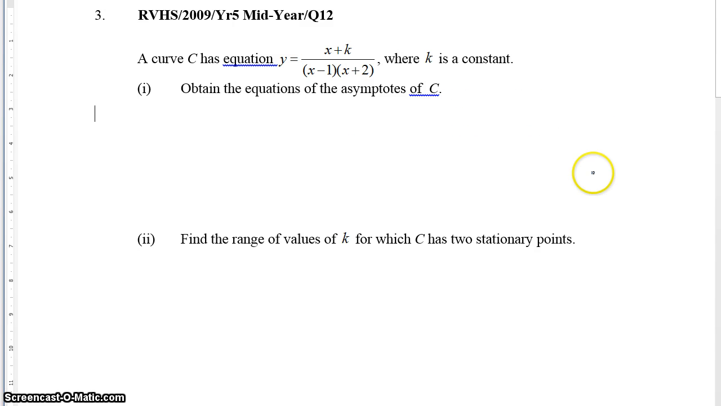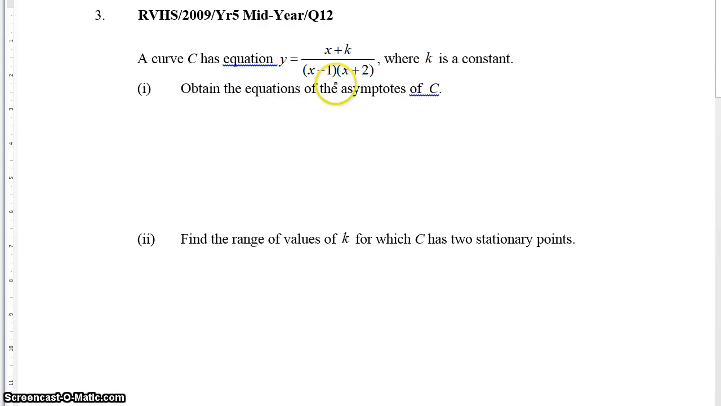This is a tutorial for tutorial 3A on graphing techniques, question 3. Question 3 tells us that the curve C has the equation y equals (x plus k) over (x minus 1)(x plus 2), where k is a constant. It asks us to obtain the equations of the asymptotes for C.